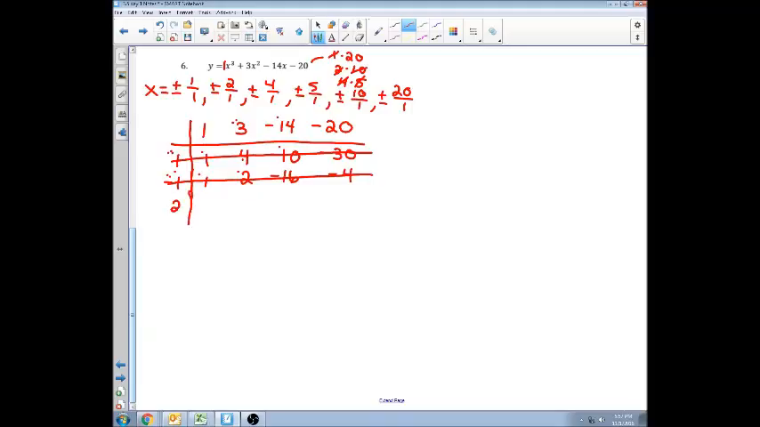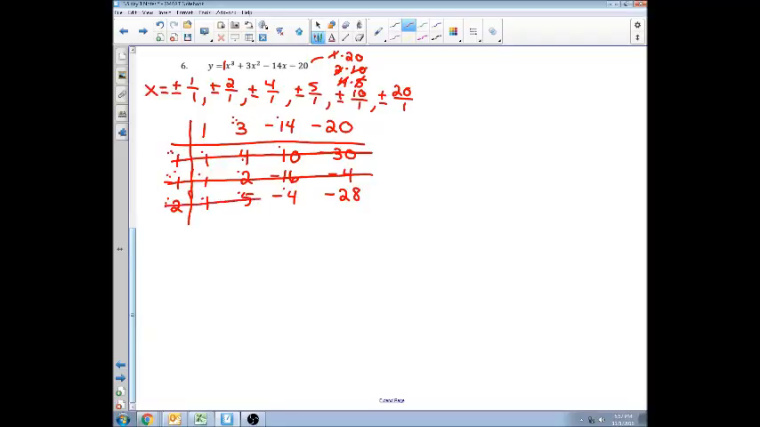Let's go to 2. Drop the 1. 1 times 2 is 2. 2 plus 3 is 5. 5 times 2 is 10. 10 minus 14 is negative 4. Negative 4 times 2 is negative 8. Negative 8 minus 20 would be negative 28. Now, I could continue and continue and continue and continue.